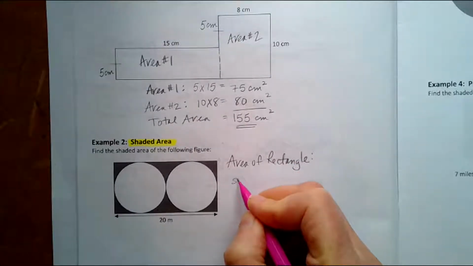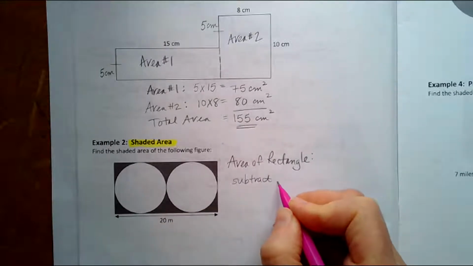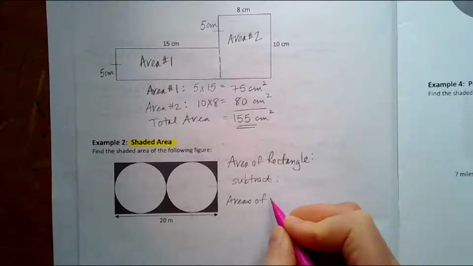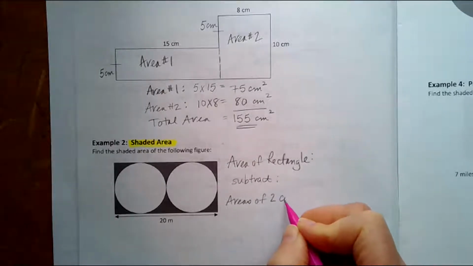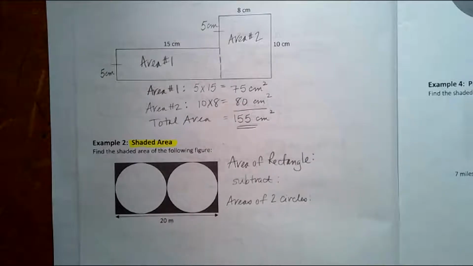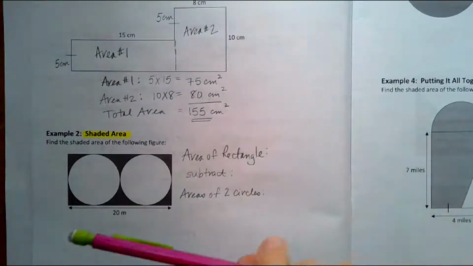And I'm going to subtract the white parts out, right? The areas of two circles. And if I do that, that leaves me with just the shaded part. All right, what's the area of the rectangle?